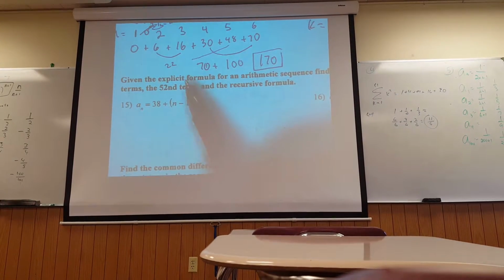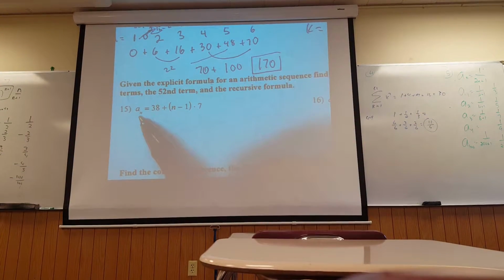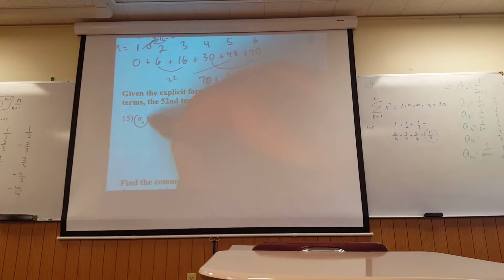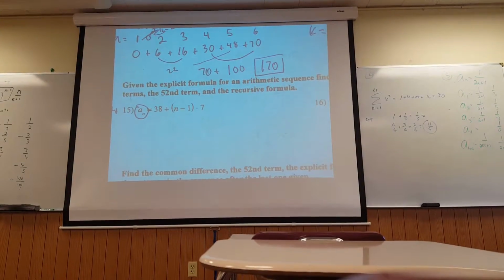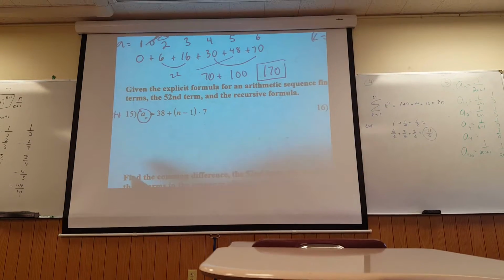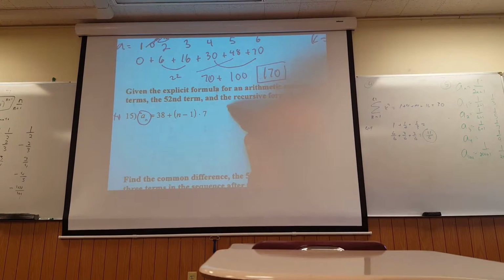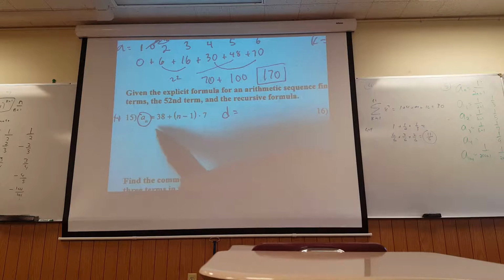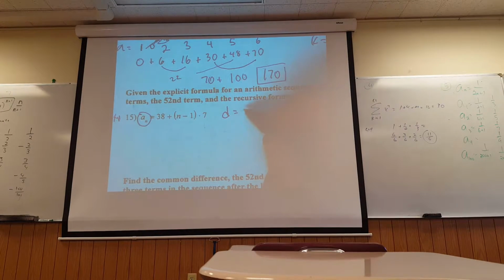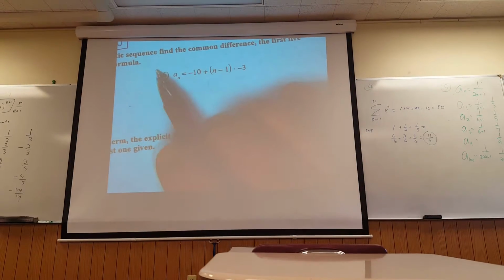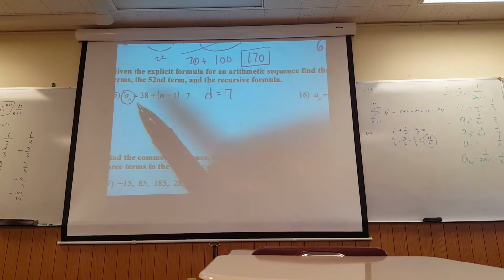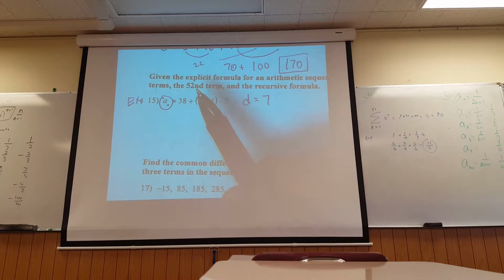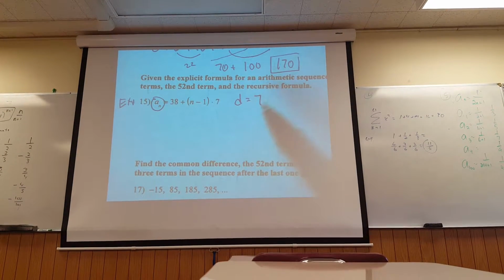Whoops, the explicit formula right here, a sub n. Now this is the explicit formula right here, okay? Find the common difference. So in this formula, tell me what d equals on number 15. 7, okay? So it says, find the common difference, find the first 5 terms, the 52nd term, and the recursive formula.